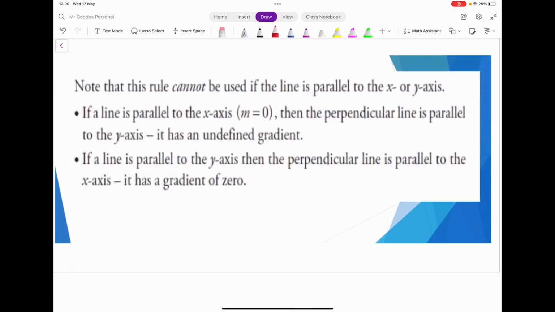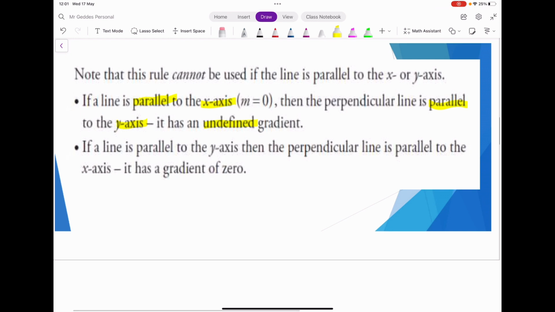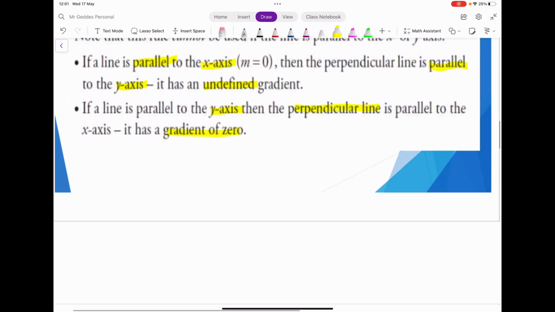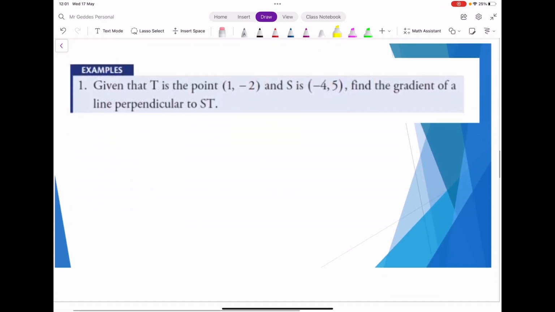Okay, a couple of things to remember. The rule cannot be used if you're talking about lines which are parallel to the x-axis, better known as horizontal lines, or parallel to the y-axis. They're undefined. You can't use the rule. You have to remember that perping doesn't apply in the same way. So keep your eye out for these. The gradient is 0, y-axis, perpendicular lines. You'll see a wee example coming up later.